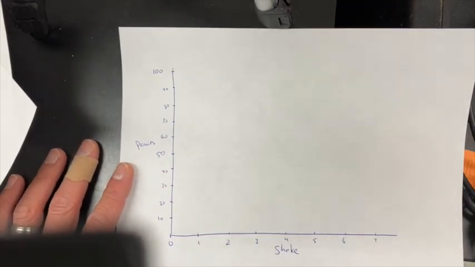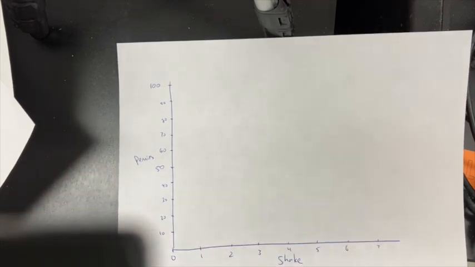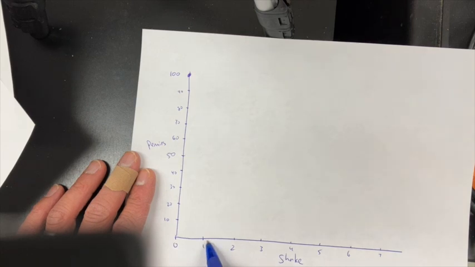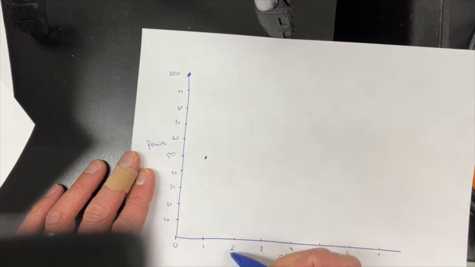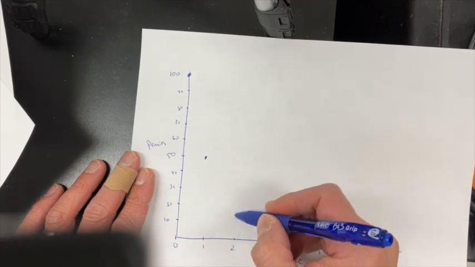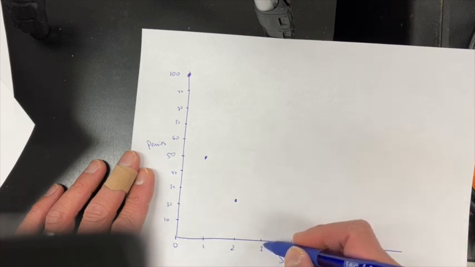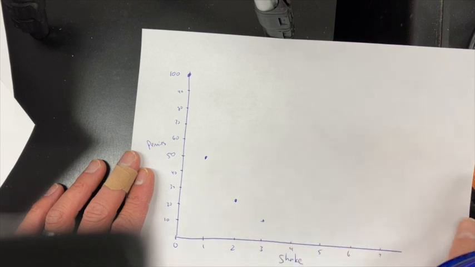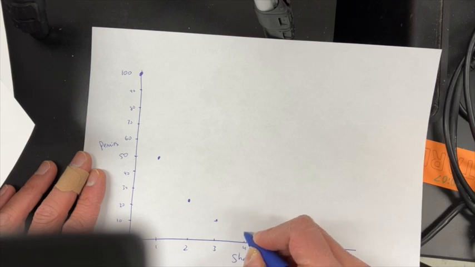So I have, grab my pen. At 0 shakes, I start with 100. And then at 1 shake, I cut down to half, so it's about here. And then the next one is 2 shakes, is 25, so it's about here. 3 shakes is 12, so it's about here. 4 shakes, 6, and so on.